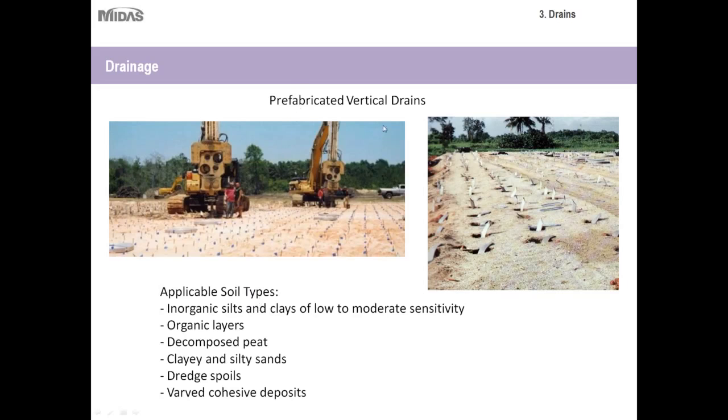Something we'll talk about in the next couple of slides is the limitations of drains and when they can be used. As far as the applicable soil types, they can be used in inorganic silts and clays of low to moderate sensitivity. They can also be used in organic layers, decomposed peat, naturally clay and silty sand, especially clay materials, as well as dredge spoils, and then varved cohesive deposits. We'll talk more about what varves are in a minute.